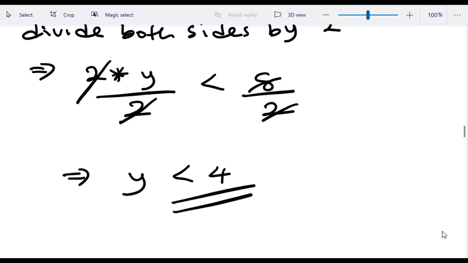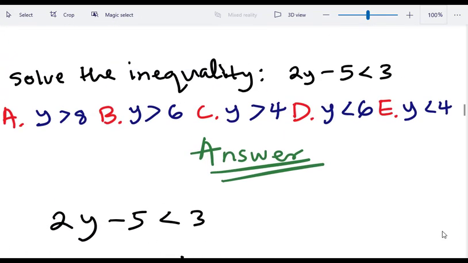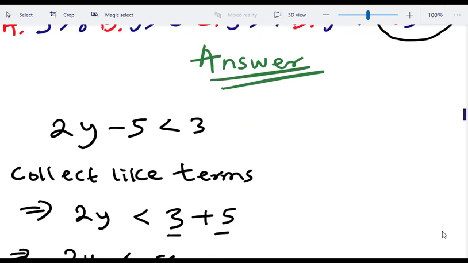The answer is not just 4. Pay attention. We'll have y less than 4. So you have to put it into account. So we have y less than 4. Where is y less than 4? So it's option E. Option E is good to go. So that's our answer.